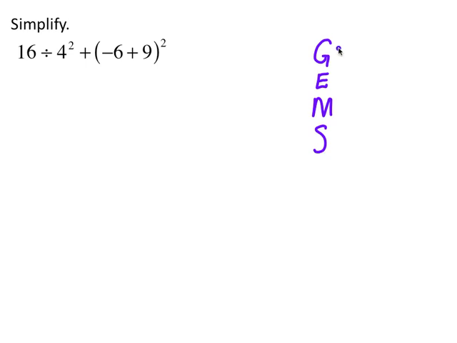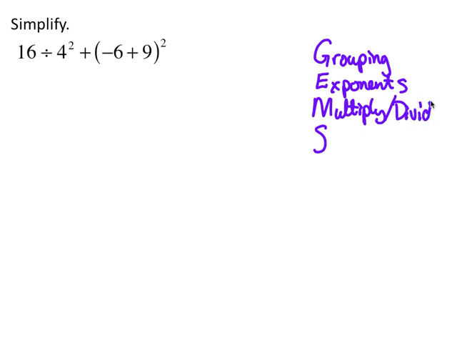The word GEMS might help you remember that. G stands for grouping symbols. Those are your parentheses and your brackets. E is for exponents. M is for multiply and divide. That's a 1-step thing that happens as you go from left to right, as each of those operations appears. And S is for subtract and add. Again, that's 1 step. You just do them as they appear going left to right.